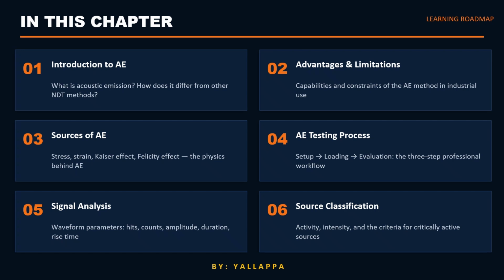After that, we'll study the actual sources of acoustic emission: crack growth, plastic deformation, stress, strain, and material behavior under loading. Then comes one of the most important sections, the Kaiser effect and Felicity effect. Very important for ASNT exams. After that, we move into the practical AE process: setup, loading, and evaluation. Then we'll discuss waveform analysis, things like hits, counts, amplitude, rise time, and duration. And finally, we'll study source classification and how engineers decide whether a source is inactive, active, or critically active. So overall, this chapter is highly practical and very important for anyone working in refinery shutdowns, pressure vessel inspection, or structural integrity monitoring.